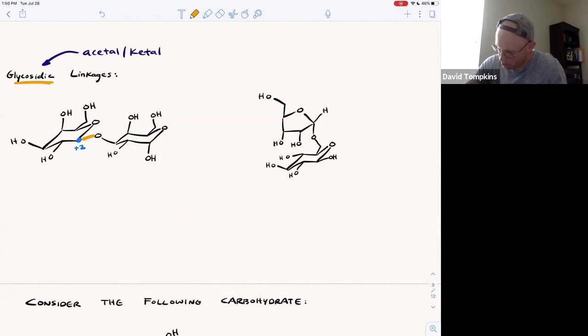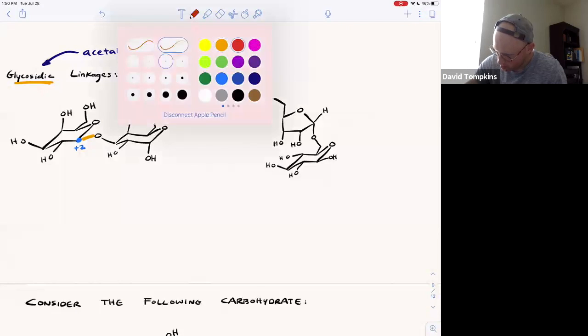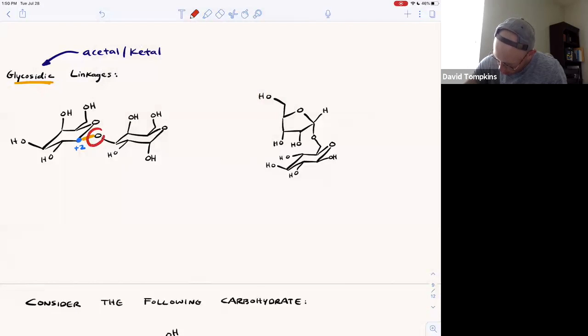So the stereochemistry of this oxygen or C-O bond is cis to the primary alcohol, right? So this is going to be a beta anomeric form. And the numbering of this beta linkage is based on the numbering around the ring.